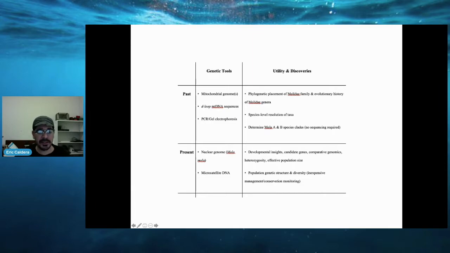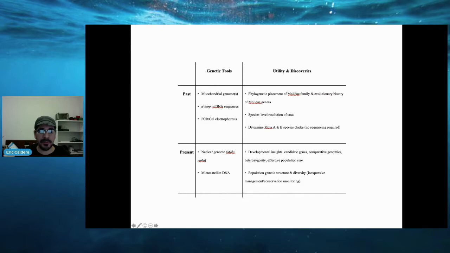Also, when it comes to PCR and gel electrophoresis, this is just the process by which we are amplifying DNA, and it usually precedes any sequencing of genomes or fragments. But one of the nice things about, again, this D loop region is that it really does separate out species nicely. So, for example, in the Mola alexandrini A and B clades, you can almost separate them out just by looking at the fragment length on the gel electrophoresis PCR.